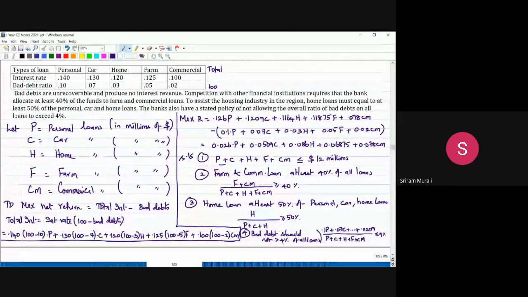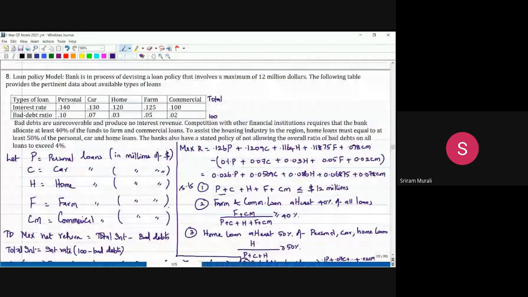So eventually this PCHM should be more than or equal to 0. So this kind of questions will not come to your exam, will not take place in your examination.